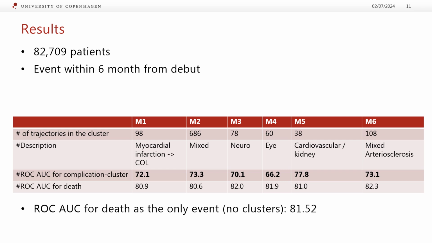The event for complication is the first time a patient follows a trajectory in the cluster, and by that I mean it is the first time the patient has both of the diseases after type 2 diabetes in the length 3 trajectory. We can see the ROC AUC values all are between 70 and 80.